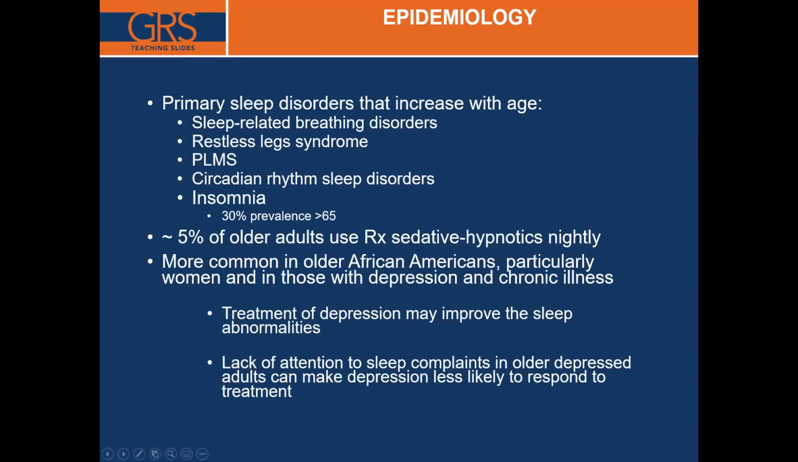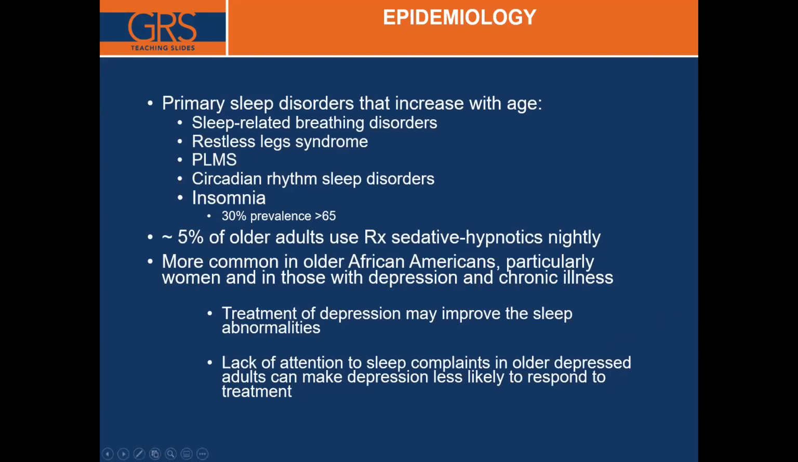All right, epidemiology. Primary sleep disorders that increase with age: sleep-related breathing disorders, restless leg syndrome, periodic limb movement disorder in sleep, circadian rhythm disorders, insomnia. All of these increase as we get older. In fact, 30% of people over the age of 65 will struggle with insomnia in some capacity. And roughly 5% of older adults use some form of prescription sedative hypnotics nightly, so that would be like Ambien, Sonata, Lunesta. More common in older African Americans, particularly women, and in those with depression and chronic illnesses, have sleep issues.